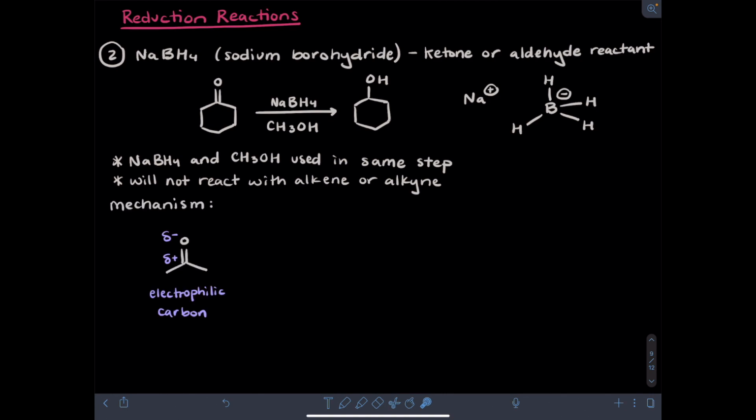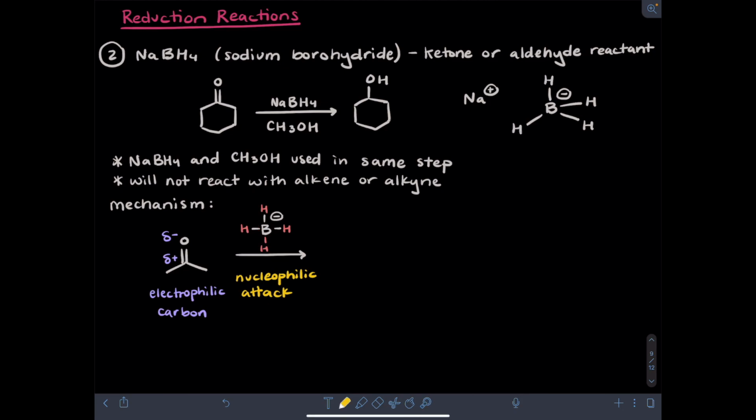In the mechanism, it's important to think about what our electrophilic site is in the carbonyl. Due to the electronegativity difference, this carbon has a partial positive charge and oxygen has a partial negative charge. It is this carbon attached to oxygen that will behave as the electrophile. The first step of the mechanism is a nucleophilic attack, and in BH4-, it is one of the boron-hydrogen bonds and the electrons in that bond that behave as the nucleophile.